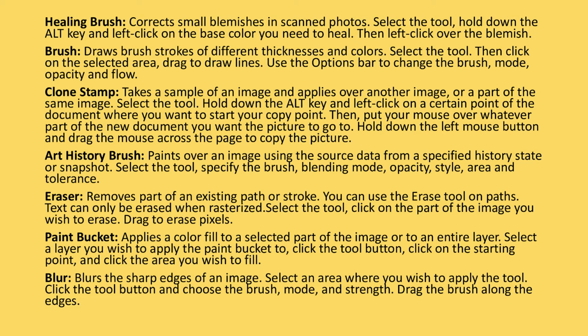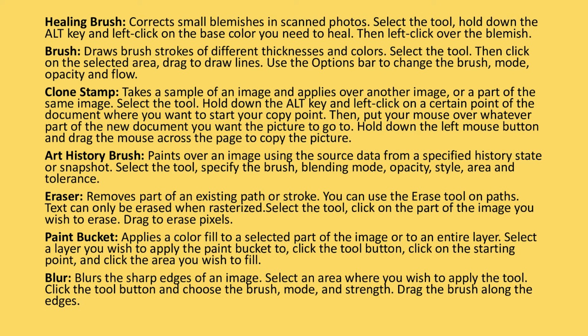Next is clone stamp. Takes a sample of an image and applies it over another image or a part of the same image. Select the tool. Hold down the Alt key and left click on a certain point of the document where you want to start your copy point. Hold down the left mouse button and drag the mouse across the page to copy the picture.